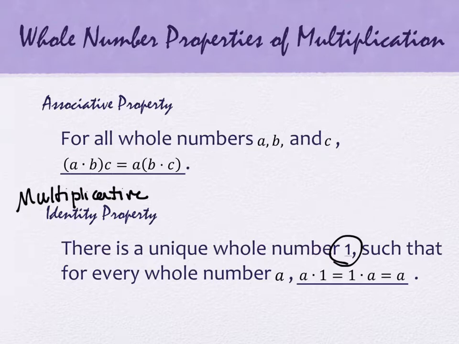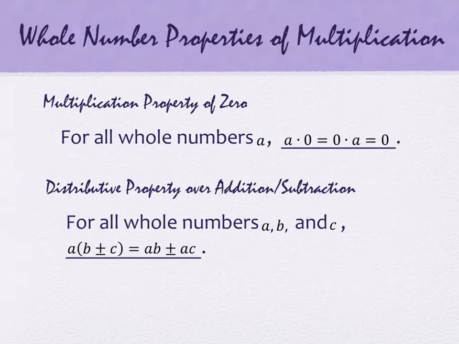So the number 1 is unique because when you multiply it in either direction by the number a, so a times 1 or 1 times a, it leaves the a unchanged. So that's the identity property, the identity element being the number 1. These are our two new ones. They didn't exist before at all.